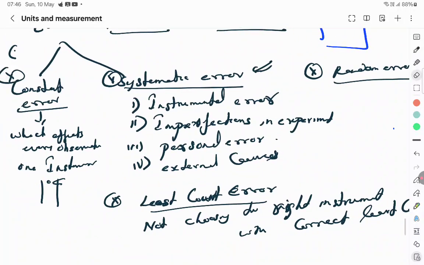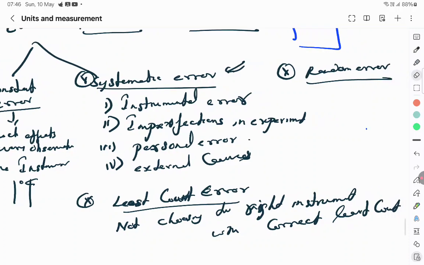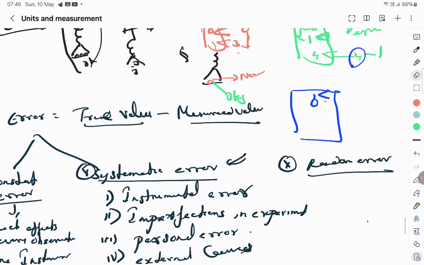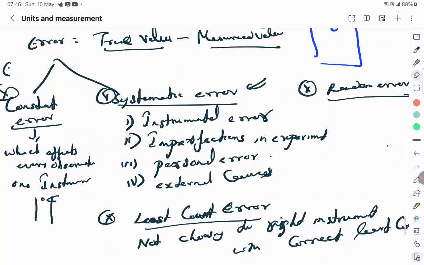These are the theories which you should study. A constant error affects the observation always with a constant value. A systematic error can be an instrumental error, as I told you, like the zero error in the instrument, or imperfections in the experiment, or a personal error: you may be distracted, you may be sleepy, or your eyesight may be a problem. External causes such as wind, if you're putting on the fan and doing the experiment.